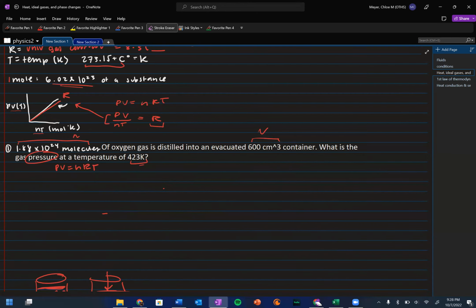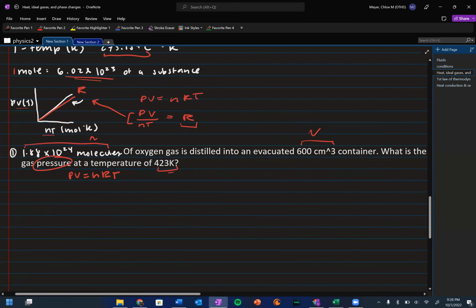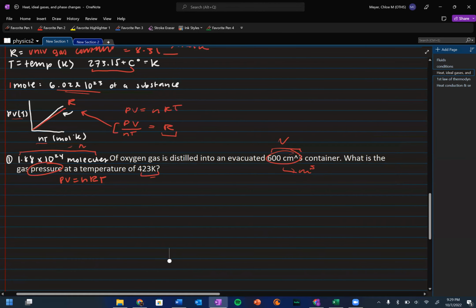So we have our equation, PV equals nRT. We know our number of molecules. We're going to have to convert that to moles because n is moles, but it's up here. And 600 centimeters cubed is going to be our volume, but we're going to change that to meters cubed because you need to do that. And we're looking for pressure because, oh, I should probably read the question. 1.88 times 10 to the 24 molecules of oxygen gas is distilled into an evacuated 600 centimeters cubed container. What is the gas pressure at a temperature of 423 Kelvin?